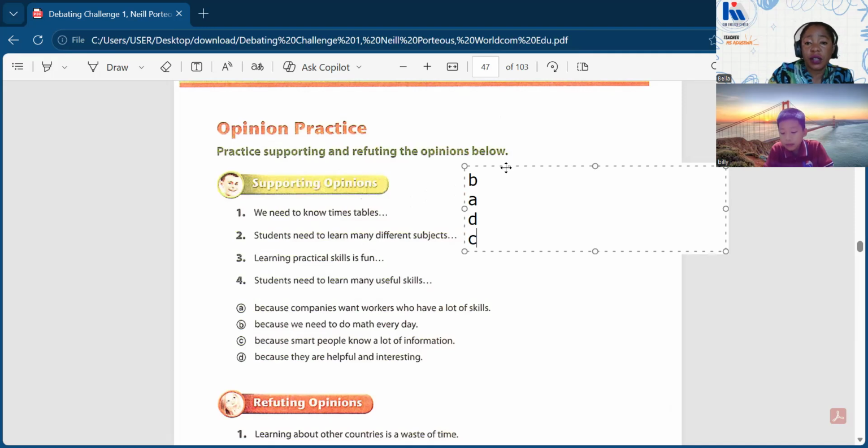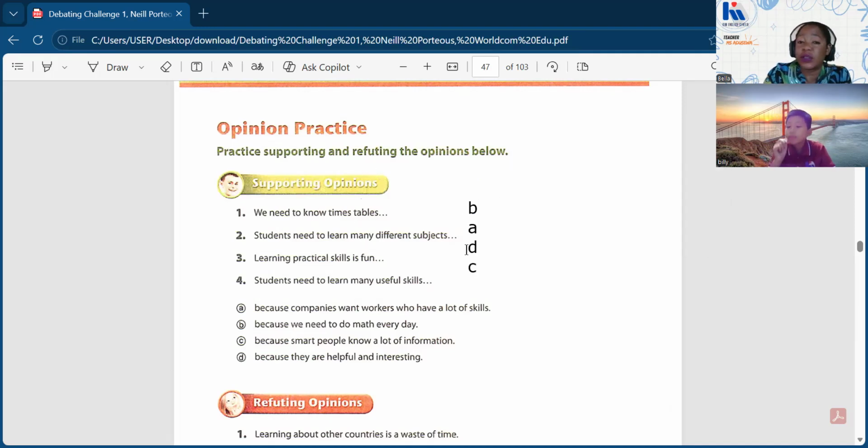Okay, that's good. Now let's look at it. We need to know times tables, and you chose B, which says because we need to do math every day. That is correct. And number 2, students need to learn many different subjects, and you chose A because companies want workers who have a lot of skills. Well, the answer is C because smart people know a lot of information.